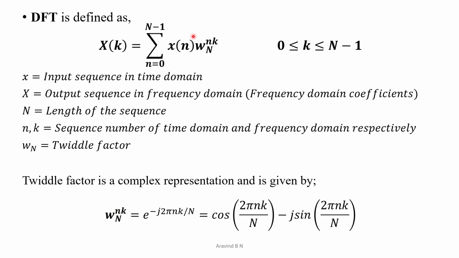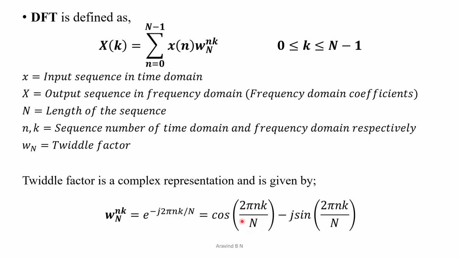The complete representation is given here. Omega N to the power nk is given in terms of the exponential, that is e to the power of minus j 2 pi nk divided by N. So j is the complex factor. Again, this is further represented as cos of 2 pi nk divided by N minus j sin of 2 pi nk divided by N. Within this representation, 2 pi is a constant, and n and k are the sequence numbers that will be known when a problem is being solved.